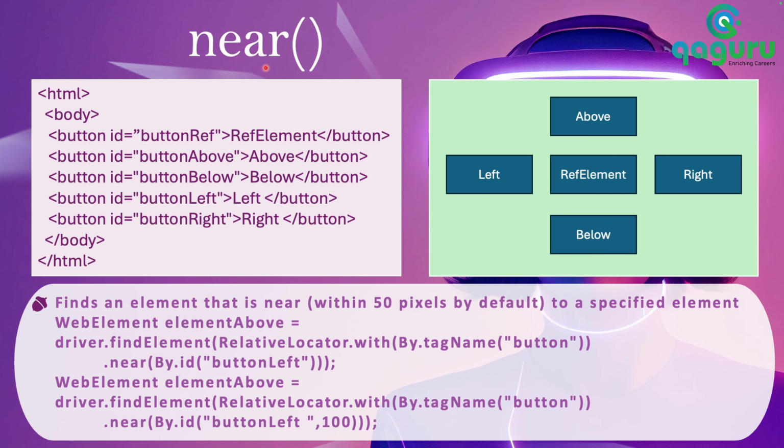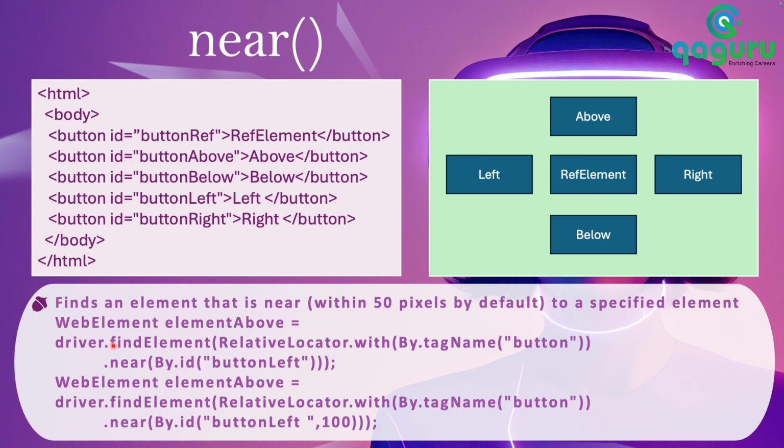Now let's try to find an element based on the locator near of. Okay, so let's try to find the element ref element, this button, with respect to the position of left. Okay, this button. So how near works is it finds an element that's near to a specified element. So how is the distance measured? It's measured in pixels. So by default, the maximum distance it covers is 50 pixels. Okay, so if this button is within 50 pixels distance of the specified button left, then it will find ref element button. Okay, so let's take a look at the code.